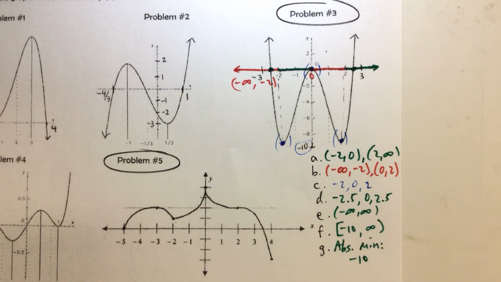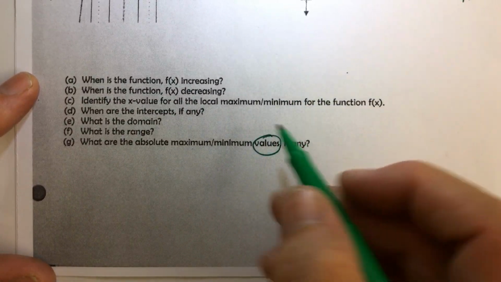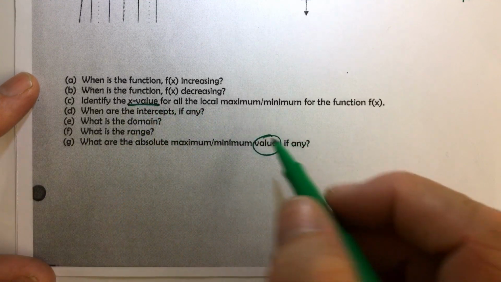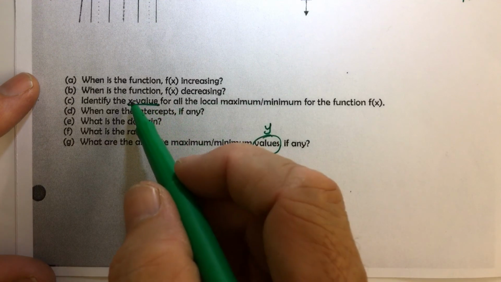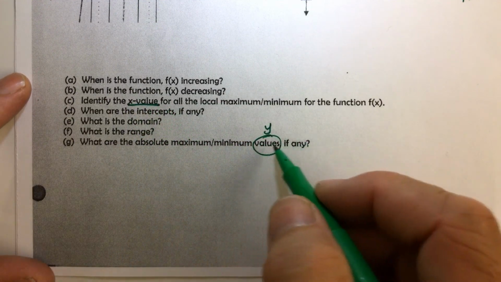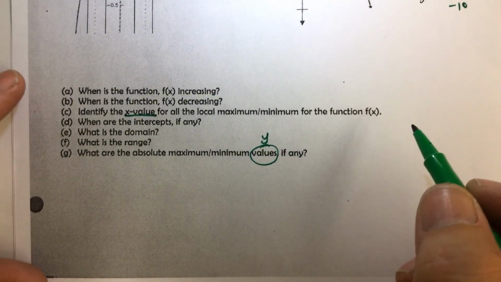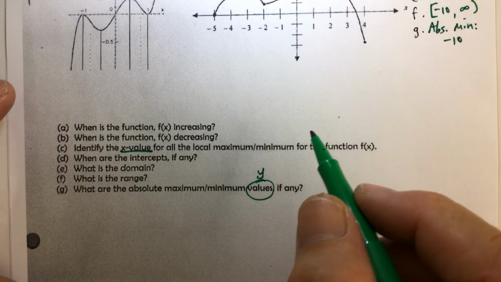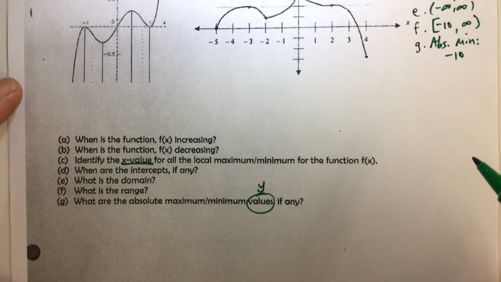And remember, whenever you're asked for values, unless you see an x in front of it, values automatically implies y. If it says x value, then that's an x value. But if it doesn't say x value, then it's implied that that's a y value, because the value of the function is the y coordinate at any point. And so hopefully you've got that straightened out.